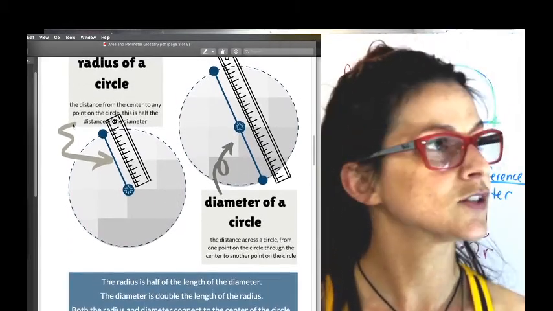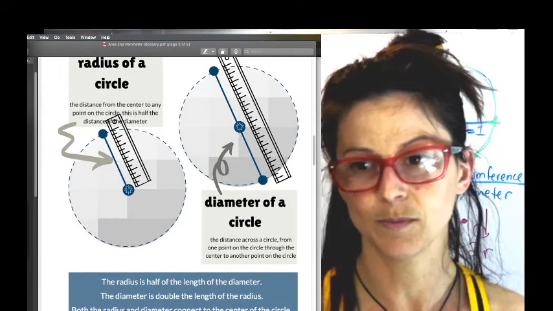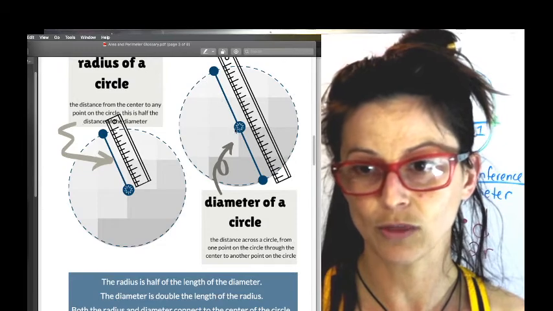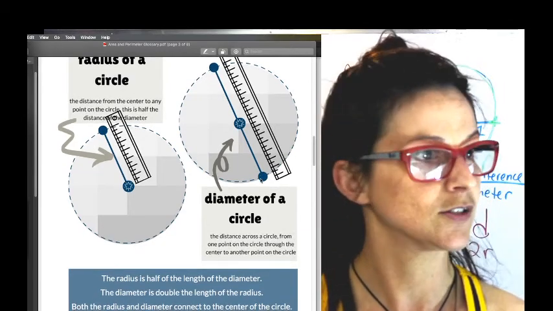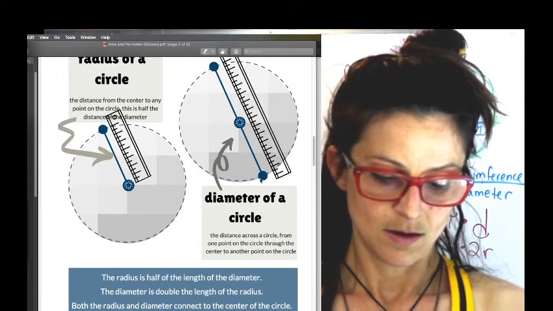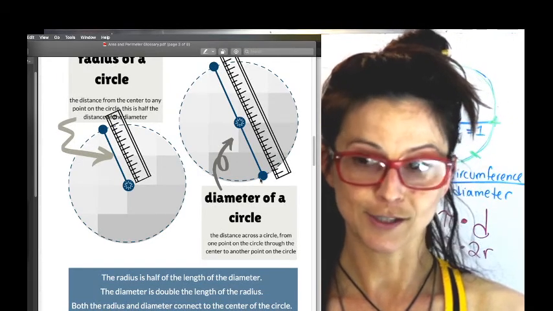Okay, the radius of the circle helps us find the area. It's the distance from the center to the outside of the circle. The diameter goes all the way through the center and to the other side of the circle. Take a second to take notes about circles.